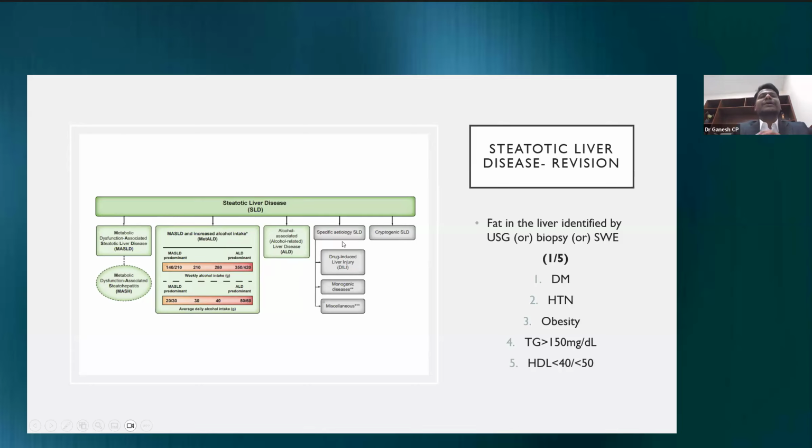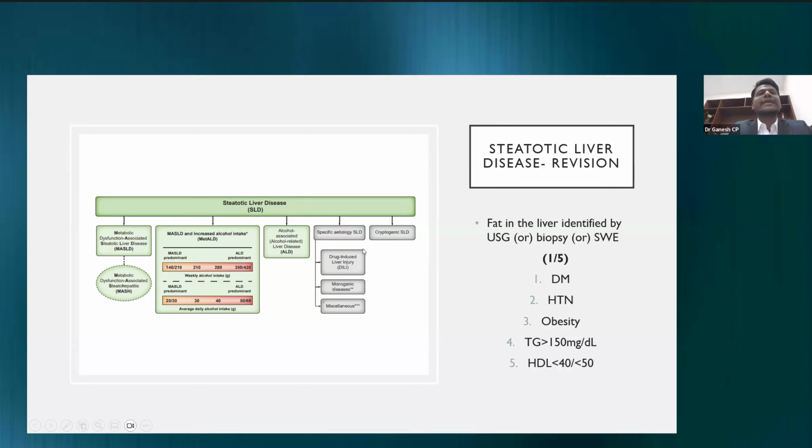Apart from this, some patients have fat in the liver, but they are not alcoholic and do not have any metabolic dysfunction. So what do we label their disease? The patient is not consuming any alcohol and has no metabolic dysfunction, meaning he is not diabetic, not hypertensive, not obese, and his triglyceride level is also well controlled, but still he has fat in the liver. Those people can be classified in these three categories.